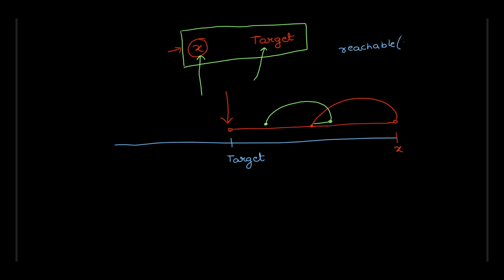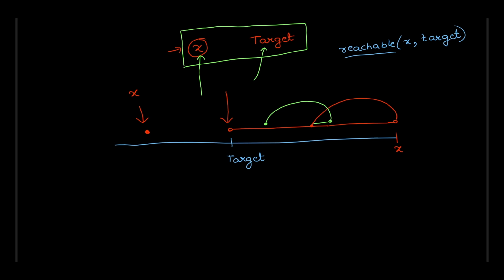So if you define this function x comma target, the function definition says that this function returns yes if x can actually reach the target, otherwise it returns no. Then you can see that all you have to do in this function, you can simulate it by saying that if x is to the left hand side, then x cannot reach target in all the cases except once.